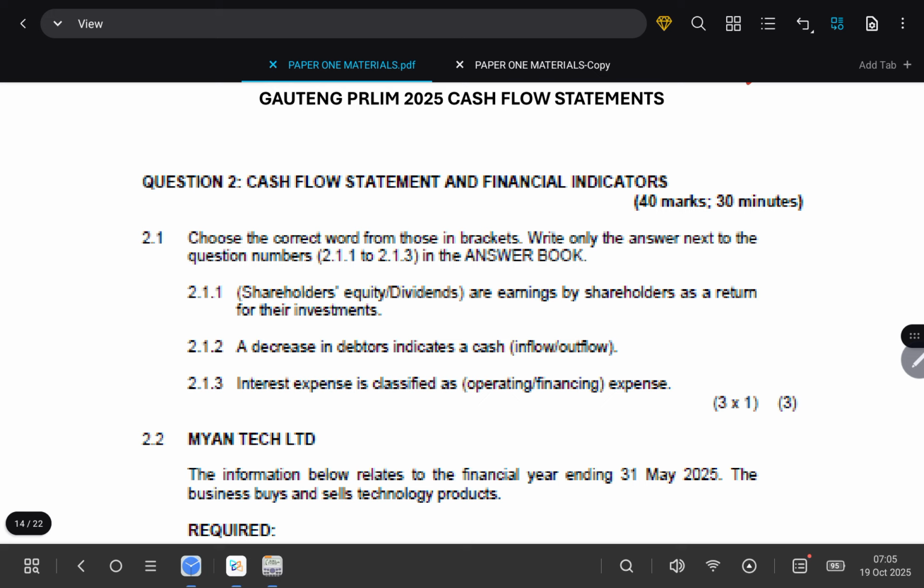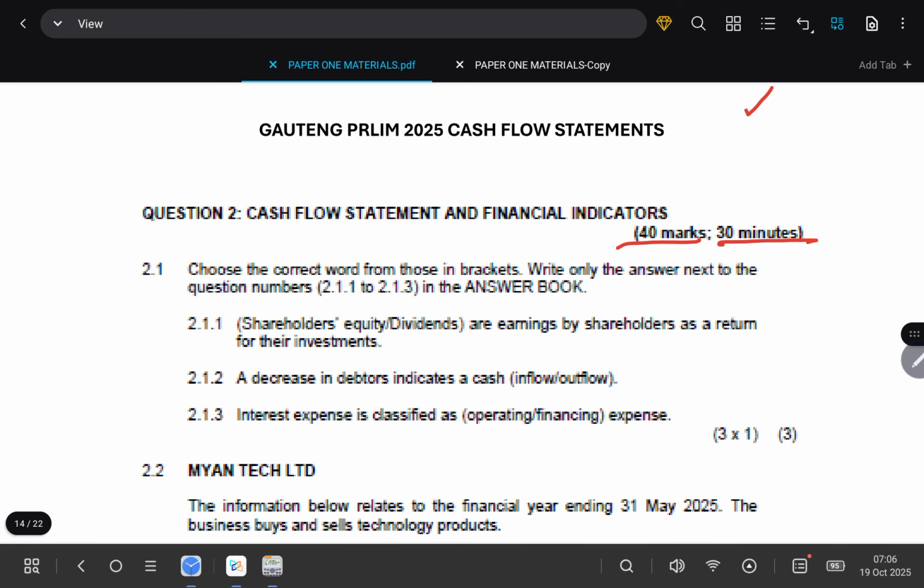Now, in this morning's lesson, we're going to do cash flow statement and financial indicators. And the question that we are supposed to do consists of 40 marks and should be completed in 30 minutes. So we are going to do it quickly. Now, the first thing that the examiner wants us to do is to choose the correct words from those that are given here to match the statements.